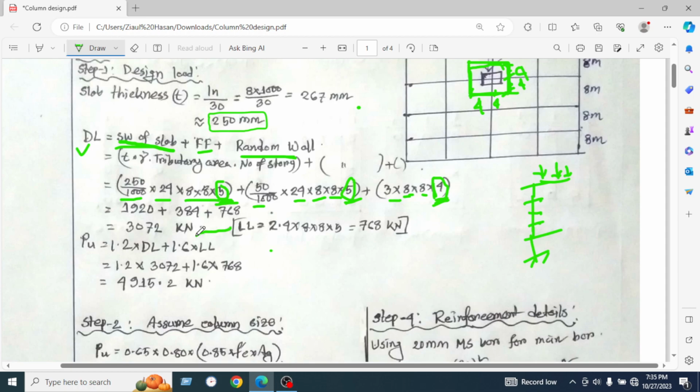There is a dead load and live load. It will be here because I forgot to write it in here. That's why I am writing it here. Live load equals 2.4.